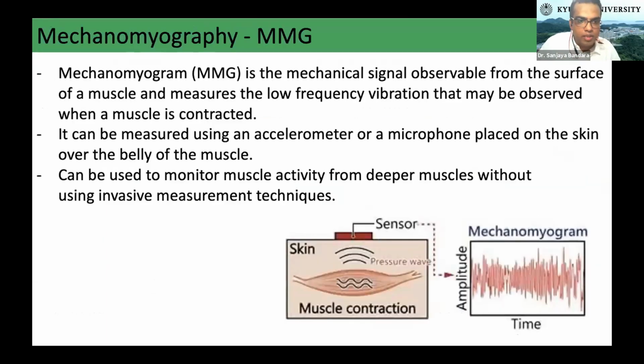So this is EMG. Then we have mechanomyogram, MMG. This is a mechanical signal observable from the surface of a muscle and measures the low frequency vibration that may be observed when a muscle is contracted. For example, when we close our hand, you can feel some part of the muscles over here contracted and then released. So it generates a kind of frequency. We can measure this frequency of vibration using an accelerometer or simply a microphone placed on the skin over, again, the belly of the muscle.